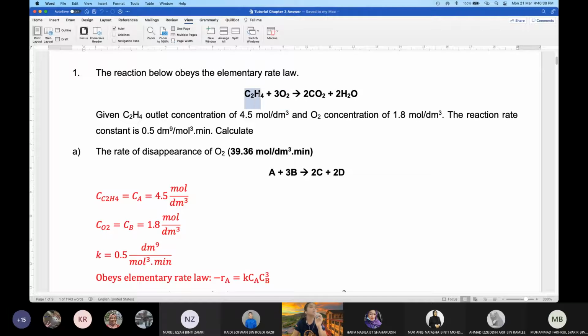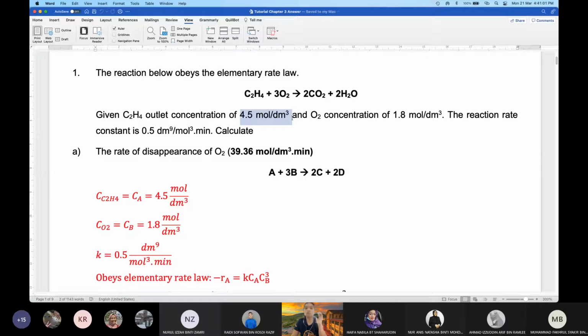So the easiest way, as I told you, you just follow the sequence in the chemical reaction. Maksudnya C2H4 is your A, O2 is your B, CO2 is your C, H2O is your D. So ultimately, the reaction is actually 1A reacting with 3B to produce 2C and 2D. Therefore, yang outlet concentration C2H4 yang 4.5 ni, so this 4.5 is actually your CA.